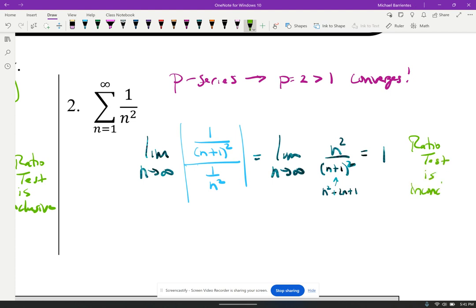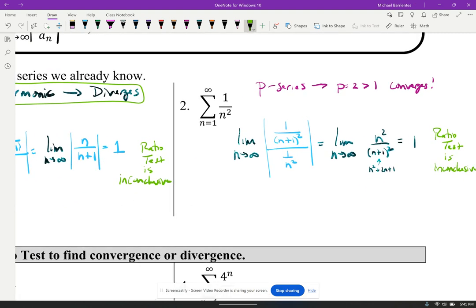Well, why would you do this to us? We've done 2 examples and the ratio test doesn't work. I want to show you that just because it doesn't work doesn't mean it diverges. Just because it doesn't work doesn't mean that it converges. We really don't know. So we have to rely on other things that we've studied, like a P series or a harmonic series, to figure out the convergence of that given series.